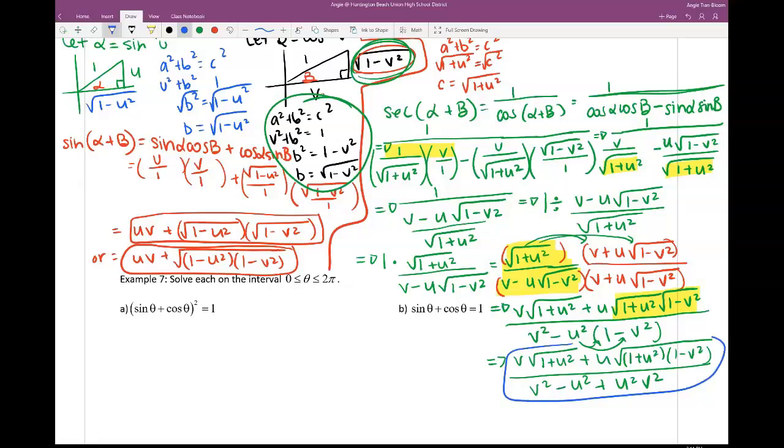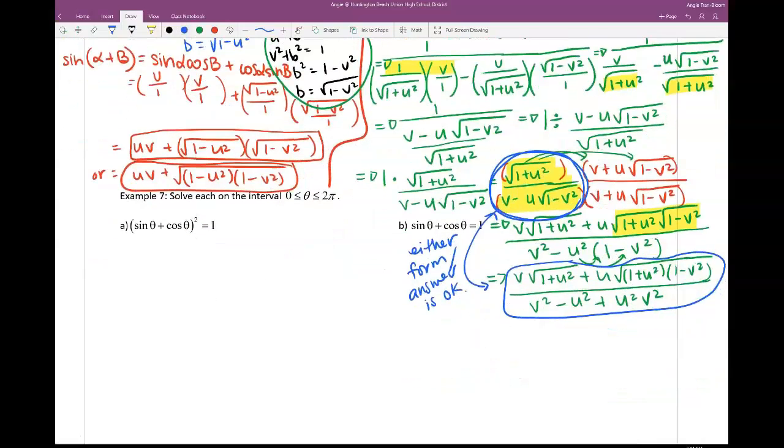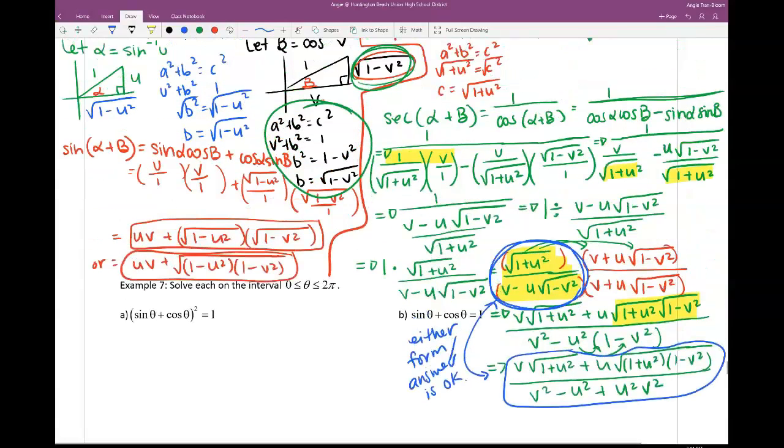Look how ugly that is, right? So that's why, like I said, I will give you full credit if you are able to get down to here. So this is okay, either form or answer, it's okay, unless you are in multiple choice and they need to get rid of the radical, then you have to go further. Okay, this is the end of our example.